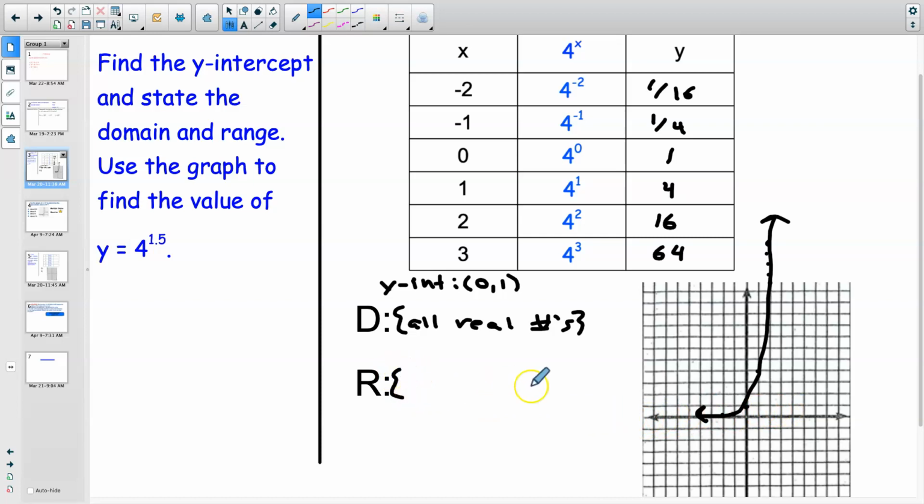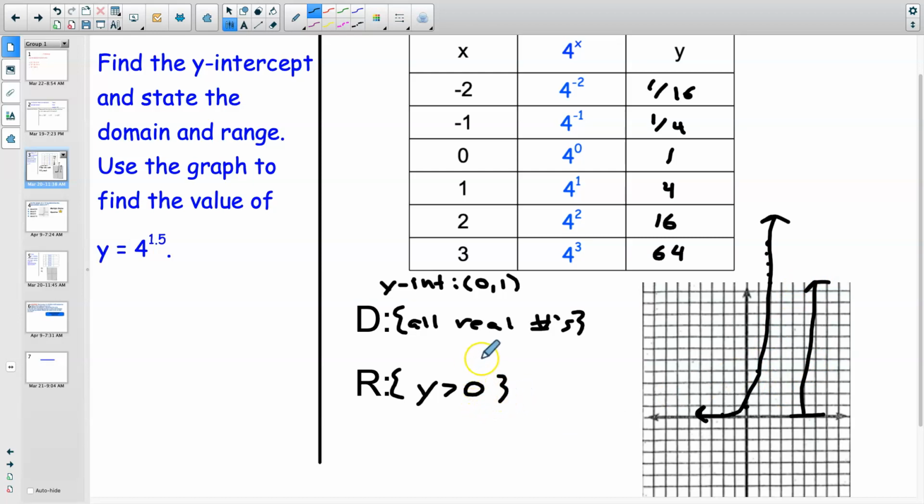Range. Notice the graph is going to get closer and closer to the x-axis, but it's never going to cross over. Therefore, your range is going to be y is greater than 0. The range is on the y. How far on the y? It's going to be from here on up, basically. So this is just to demonstrate on the graph. So y is greater than 0 for your range.